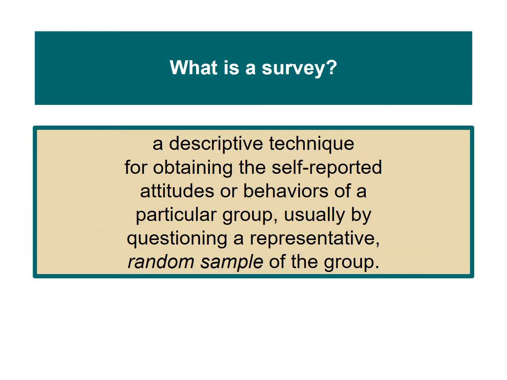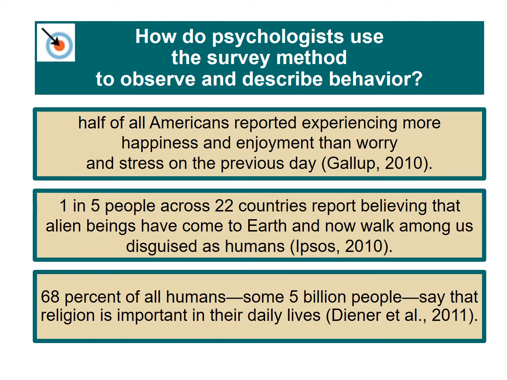Okay, a survey is a descriptive technique for obtaining the self-reported attitudes or behaviors of a group, usually by questioning a representative or random sample of the group. Psychologists use this to observe and describe behaviors in many different ways. Here are a few examples. Half of all Americans reported experiencing more happiness and enjoyment than worry and stress on the previous day. 1 in 5 people across 22 countries report believing that alien beings have come to Earth and now walk among us disguised as humans. And 68% of all humans, that's about 5 billion, say that religion is important in their daily lives.